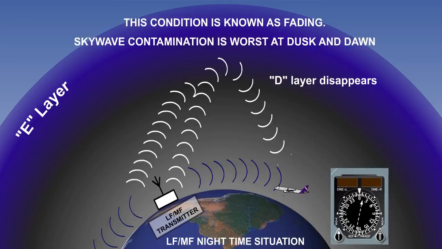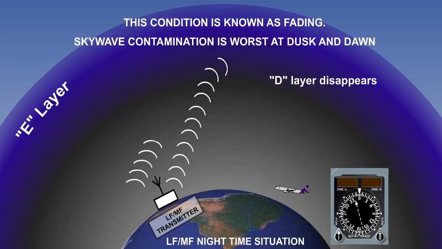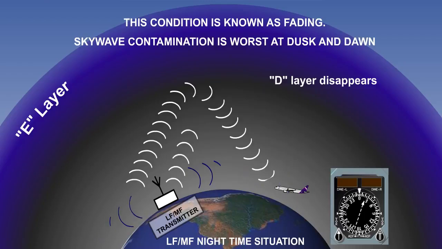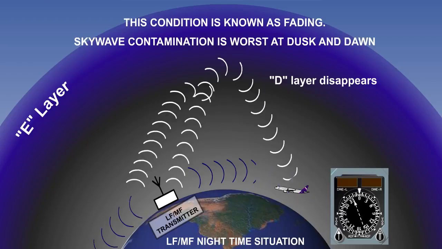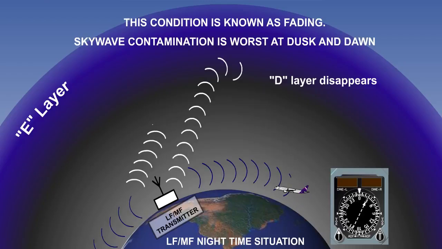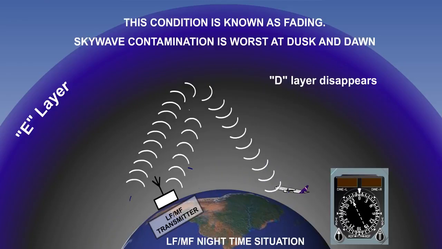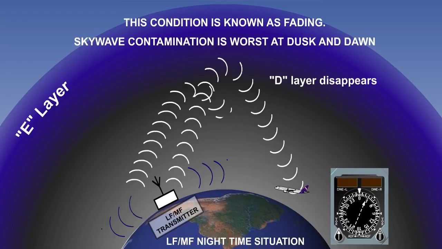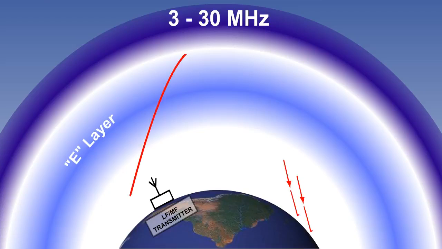But nighttime skywave propagation in low and medium wave can interfere with surface wave propagation in the same bands, which are used by some navigation equipment, such as NDBs. The high-frequency band, from 3 to 30 MHz, which has a wavelength of between 10 and 100 meters, is the one used for skywave transmission.